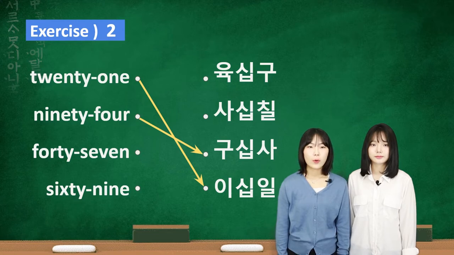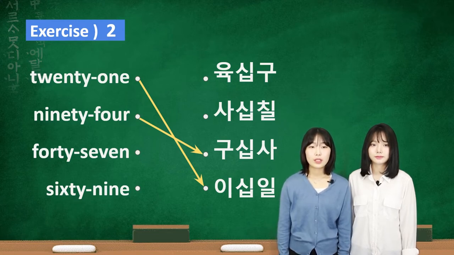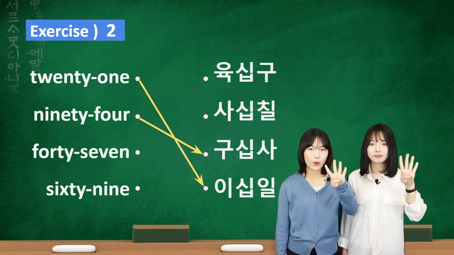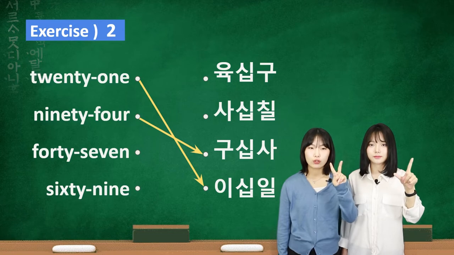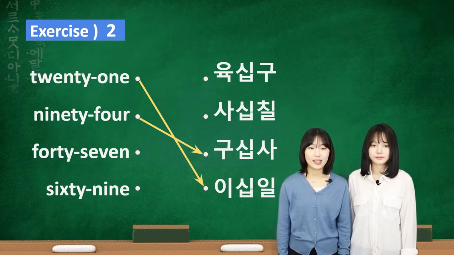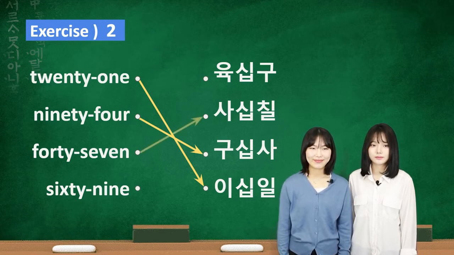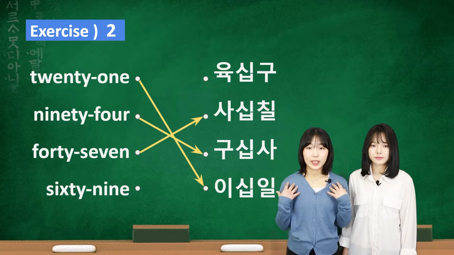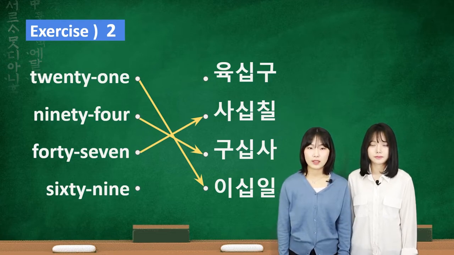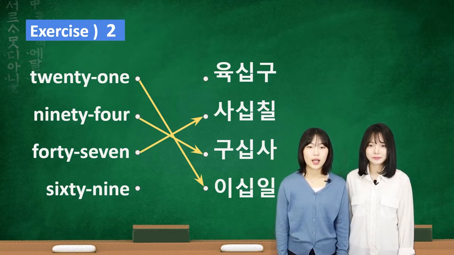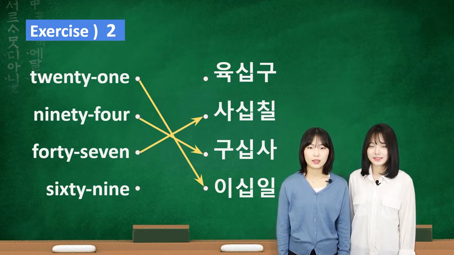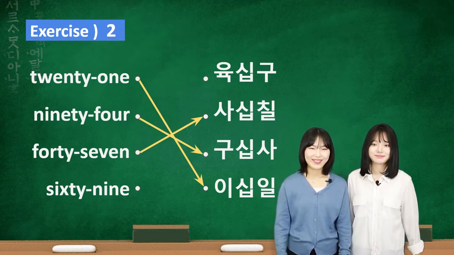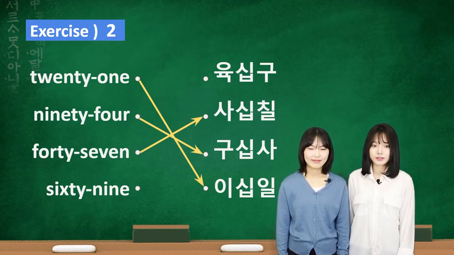Third, 47. Which is the correct Hangul number? 5, 4, 3, 2, 1. Yes, the correct answer is second. Please repeat after me. 47. Very good. Next.